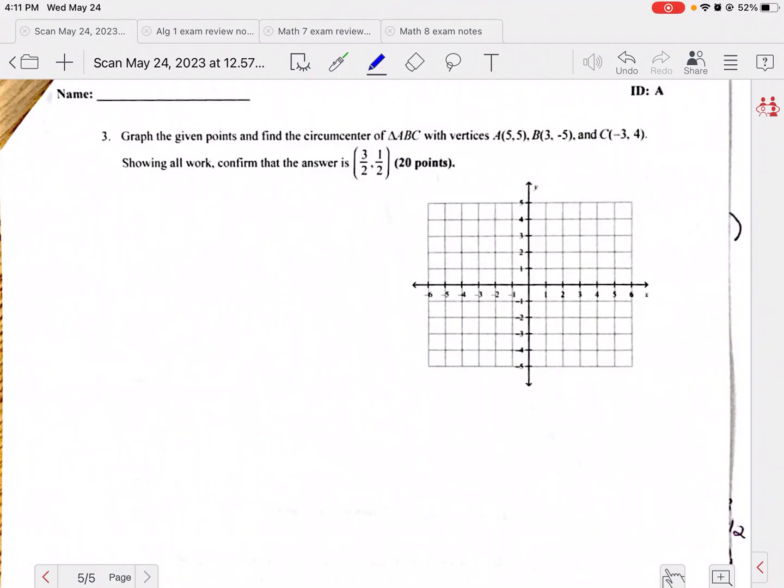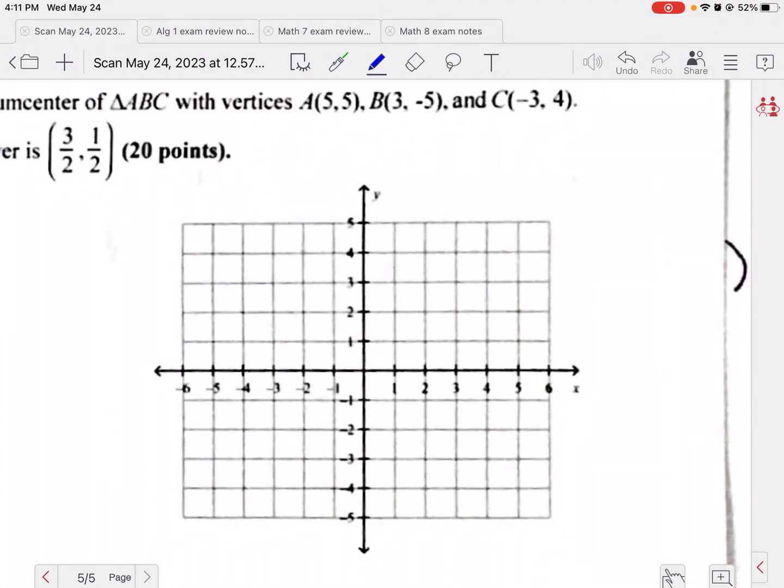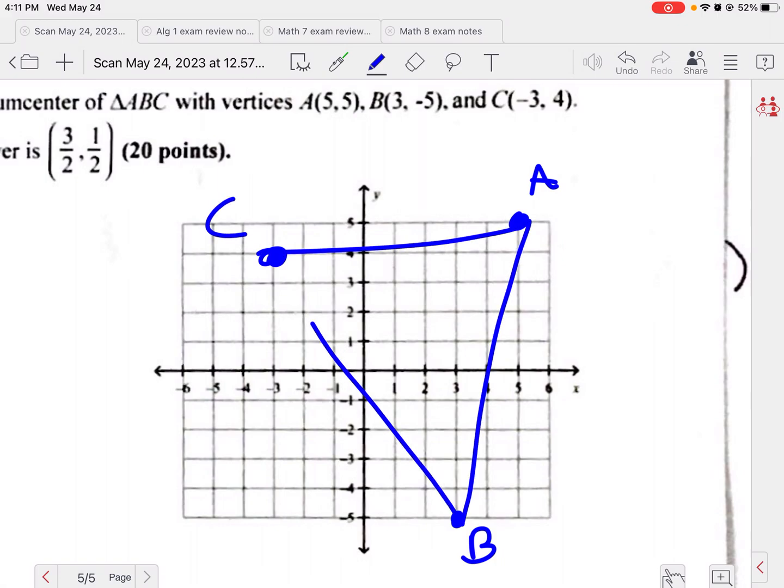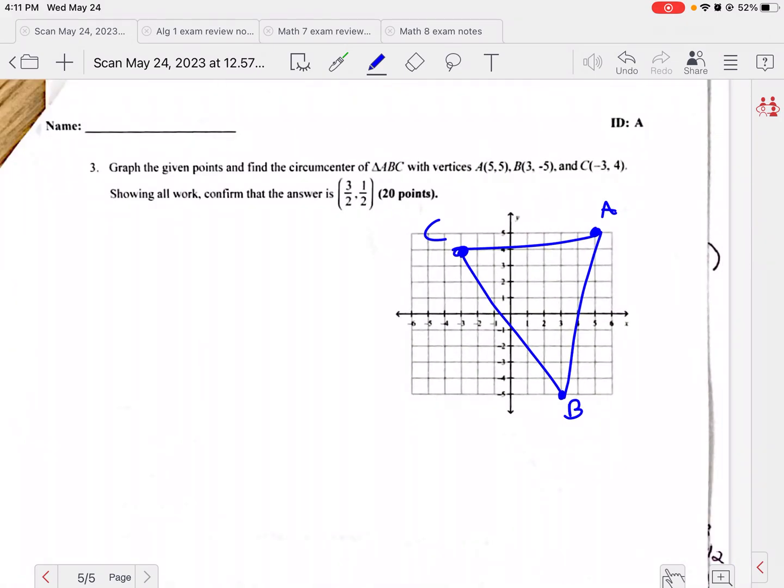So first step we're going to do is graph it. I'm going to plot all these points. I have (5, 5) for point A. We have B, which is (3, -5), way down here. And C is (-3, 4). Okay, and we're going to connect those lines to the best of our ability. So that's step 1, to graph it.